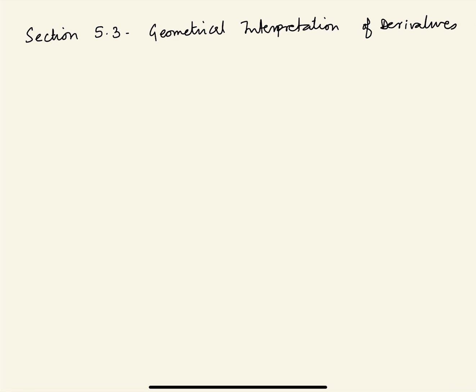Before we proceed, I have a little assignment for all of you students. I want you to read section number 5.3, that is the geometrical interpretation of the derivatives. I want you to read this section from the book. It's on page number 123 of the book that we have been following in the class.